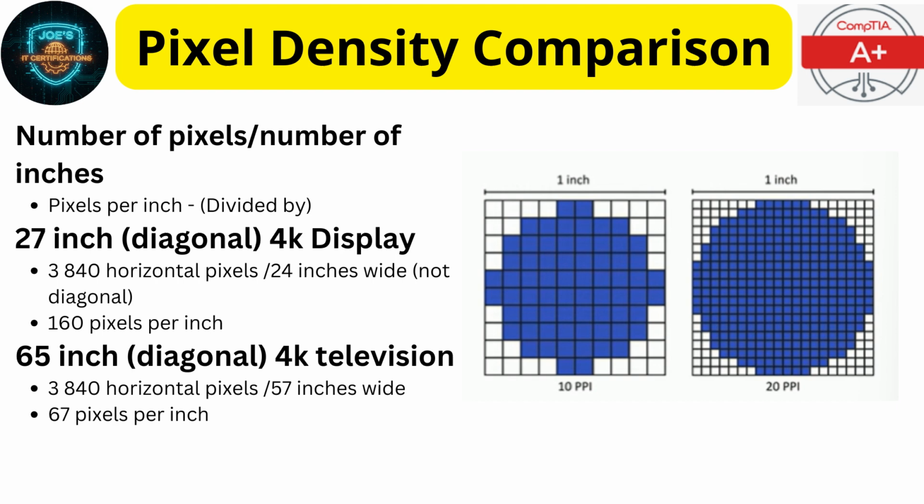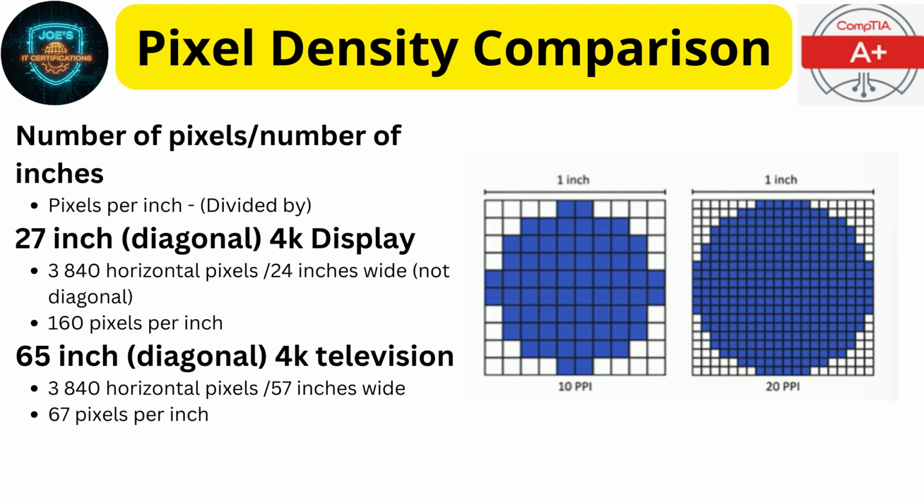If you wanted to calculate this, you could take the number of pixels and divide that by the number of inches. Obviously, if you were in a different part of the world, then that might not be the same measurements, but for the United States, we will use inches in this particular example. So let's take, for example, a 27-inch 4K display. This means the size of the display is 27 inches if you measure on the diagonal. If we were to measure the width of this 27-inch display, it is approximately 24 inches wide.